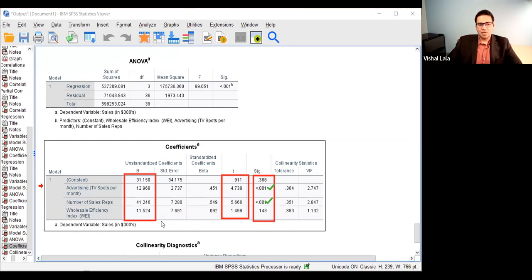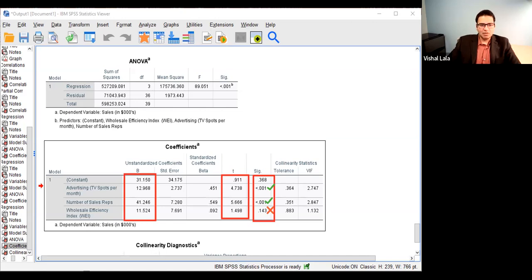Let's go on to our last variable. Wholesale efficiency index, 11.524 is the B, and the t-statistic is 1.498. However, our p-value is higher than 0.05. If this p-value were less than 0.05, we would comfortably conclude that wholesale efficiency index influences sales. Given how things are, one cannot say wholesale efficiency index influences sales. So what do we have individually? Let's go back to our slide.